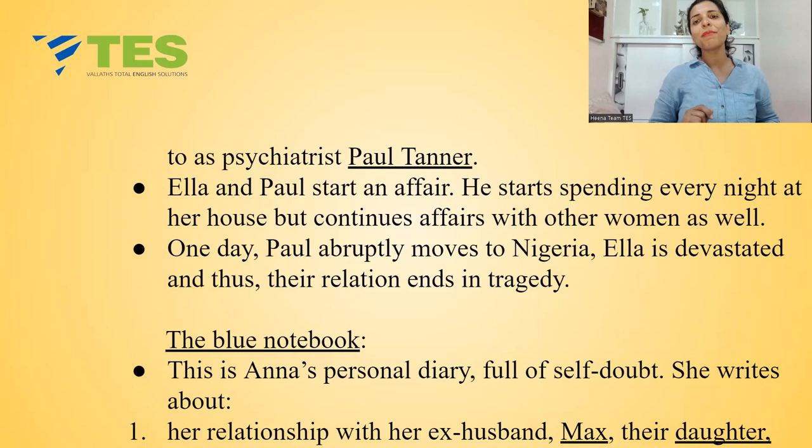Ella and Paul start an affair. He starts spending every night at her house, but continues affairs with other women as well. One day, Paul abruptly moves to Nigeria. Ella is devastated, and thus their relationship ends in tragedy. Done. And now we come to the blue notebook.